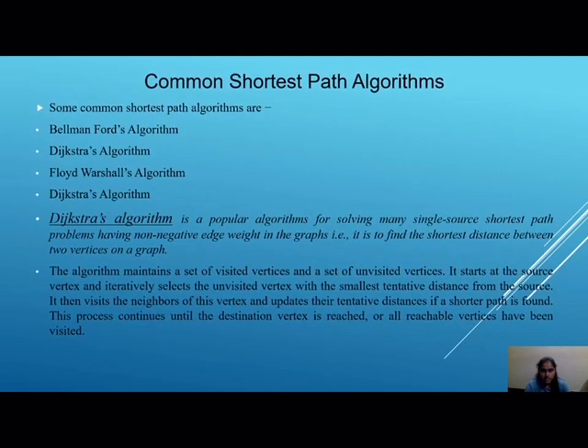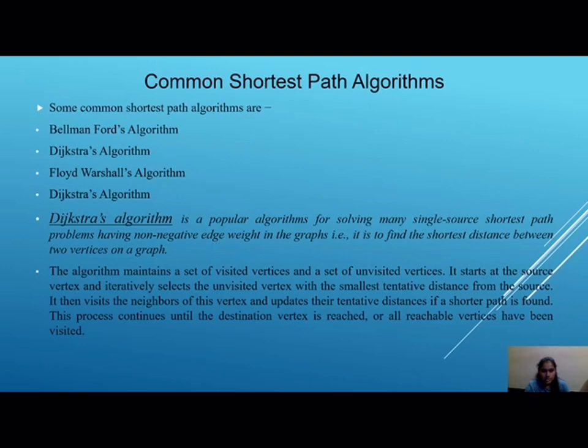Common shortest path algorithms. Some common shortest path algorithms are Bellman-Ford's algorithm, Dijkstra's algorithm, and Floyd-Warshall's algorithm. Now let us discuss Dijkstra's algorithm. Dijkstra's algorithm is a popular algorithm for solving many single source shortest path problems having non-negative edges in the graph. That is, it is used to find the shortest distance between two vertices on a graph.